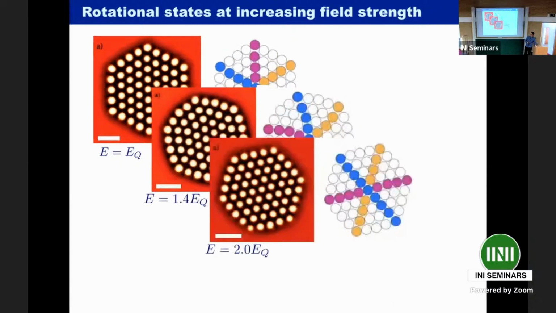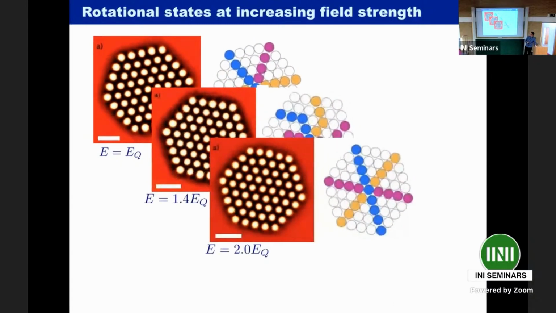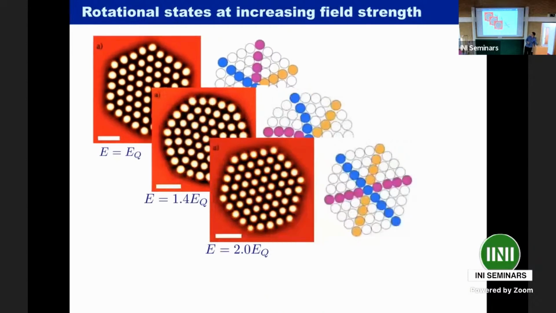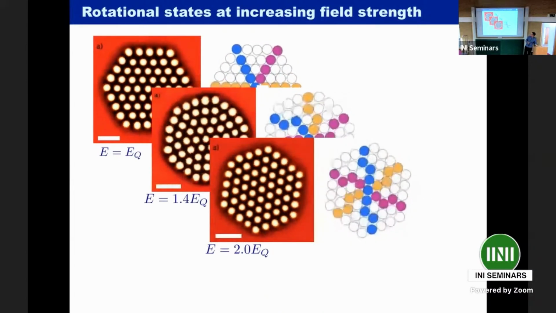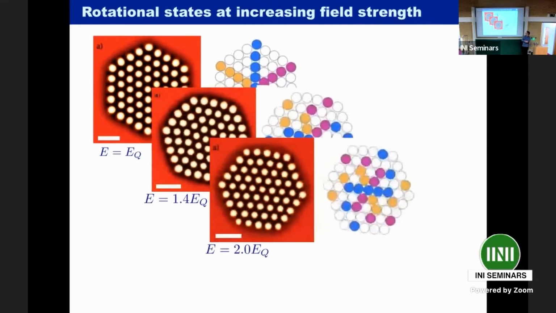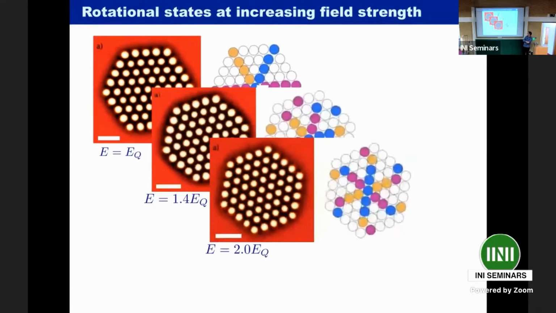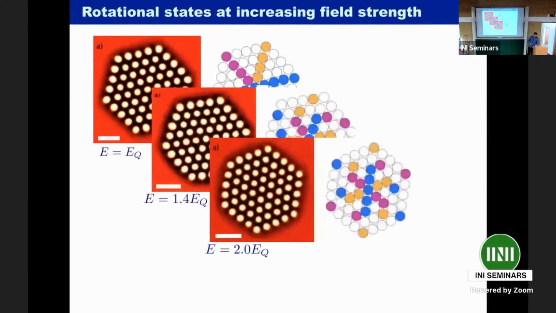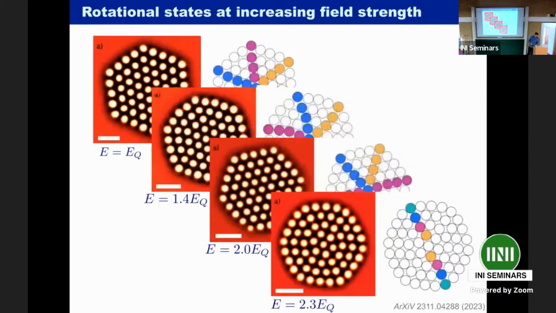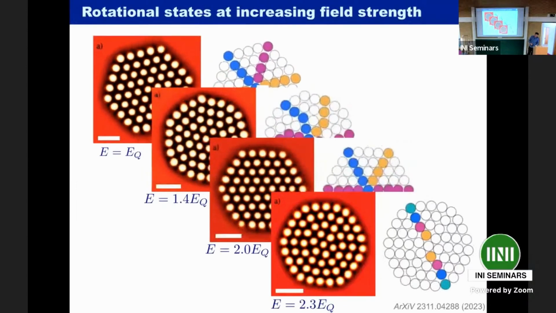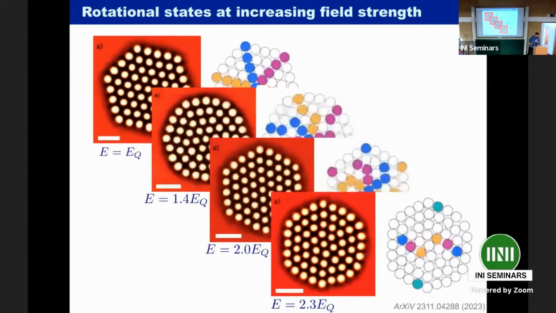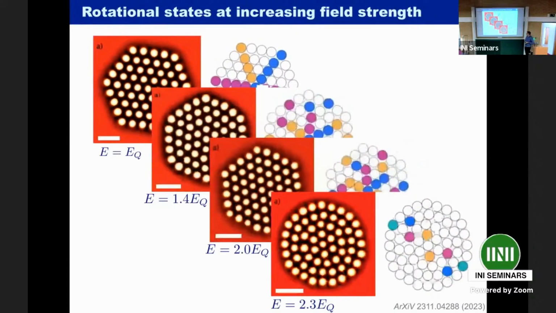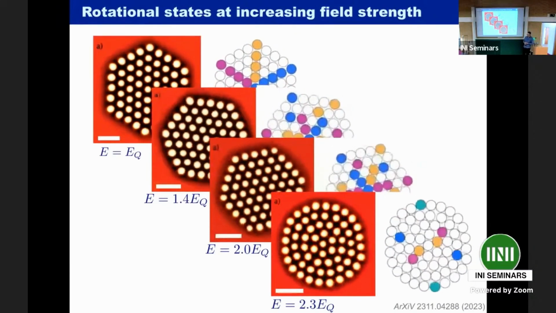Now we can turn the field up some more. Right. So again, there's more stuff going on, and we've now got the outer two layers slower than the interior. And then if we turn things up even more, we've broken the hexagonal structure, and we've also got the situation that the outer layers appear to be going in the opposite direction to the interior.